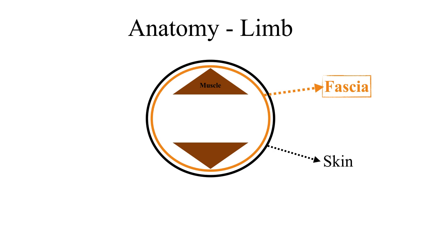Beneath the fascia are the muscles, and the muscles have capillaries within them that supply blood and nutrition to the muscle, and the innermost is the bony structure. The other two important structures are the neurovascular structures. These green structures are the nerves, and the red structures are the blood vessels, that is, the arteries and veins. So, this is the anatomy which you have to understand for compartment syndrome.